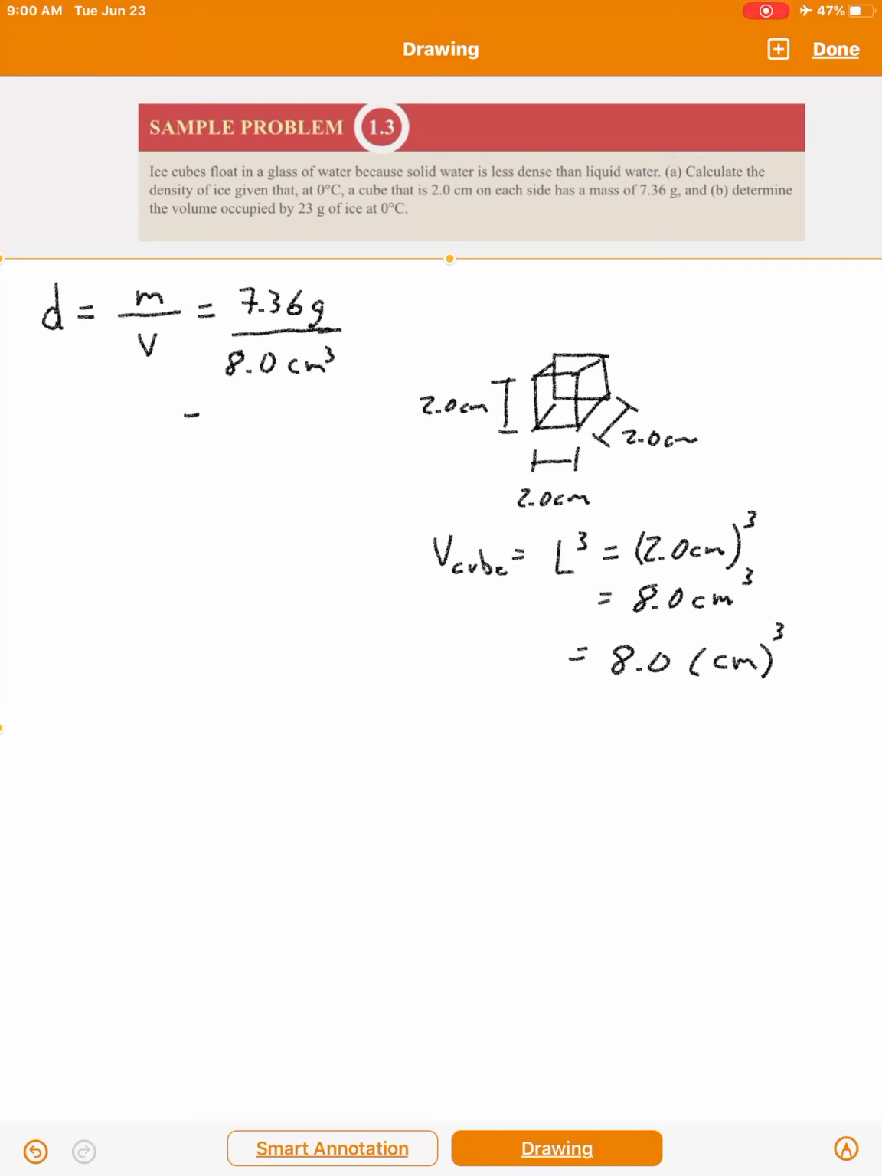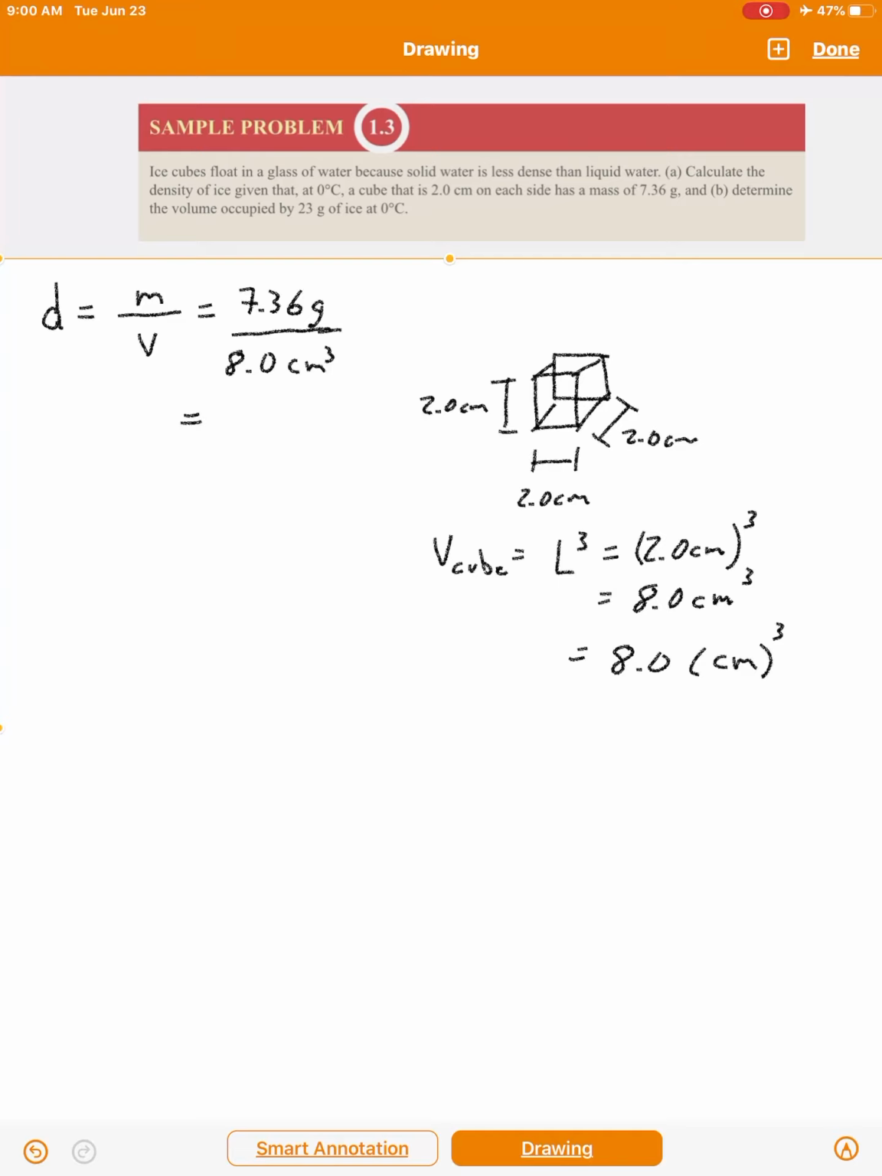Okay, so now we can figure it out. Take a look at those two numbers, 7.36 and 8.0. Is that ratio going to be greater than 1 or less than 1? Without using your calculator. 7 is under 8, right? So that means you're going to get a number that's less than 1. Does that make sense? If you think about it, ice cubes float on water.